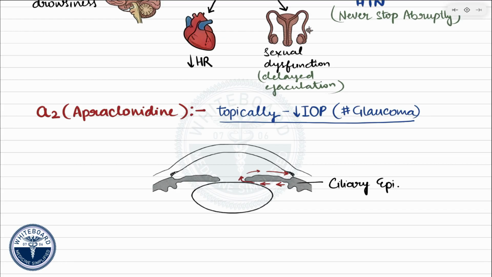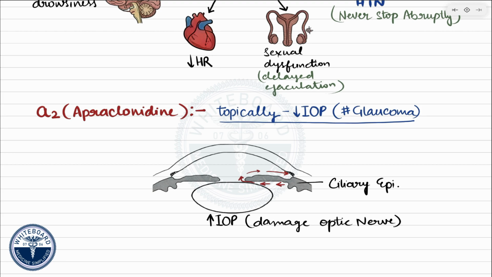In glaucoma, however, this balance is disturbed. Either too much aqueous humor is produced, or, more commonly, its drainage is impaired. As a result, intraocular pressure rises, which can gradually damage the optic nerve and lead to irreversible vision loss if left untreated.